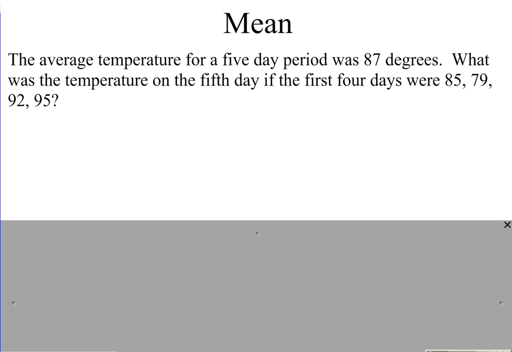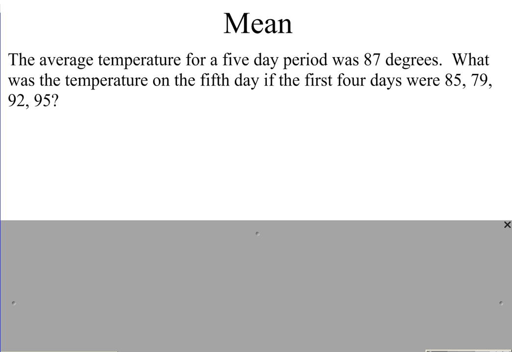These two problems are more like what you will see on an ACT test. And almost every version of an ACT test has at least one of these types of problems associated with finding means. The average temperature for a 5-day period was 87 degrees. What was the temperature on the 5th day if the first 4 days were 85, 79, 92, and 95?